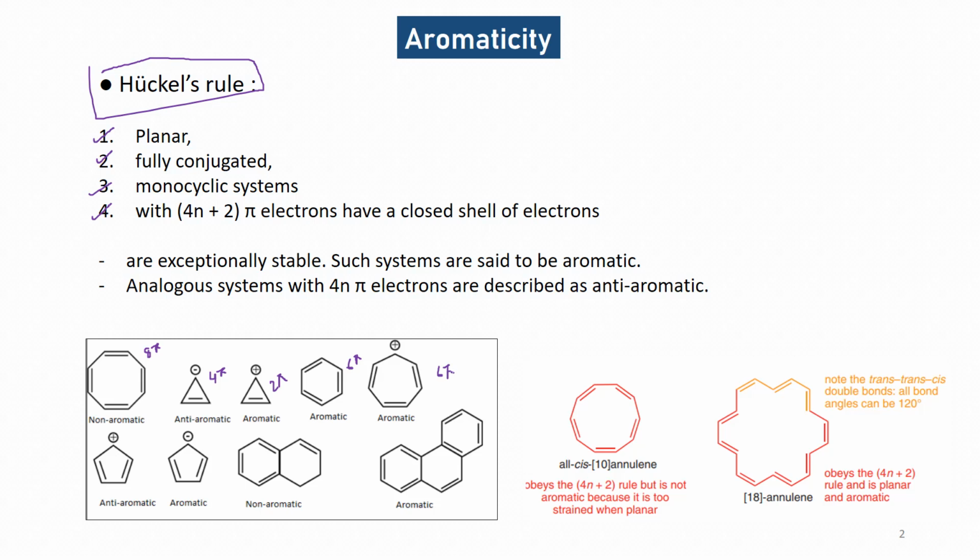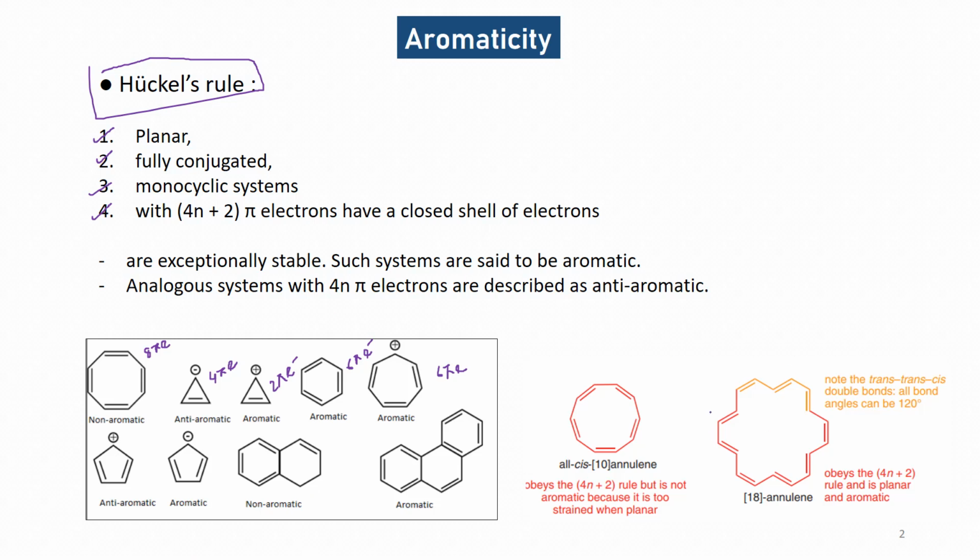Each pi bond means 2 electrons. That means 3 pi bonds means 6 pi electrons. Okay. Here, like we solve this.